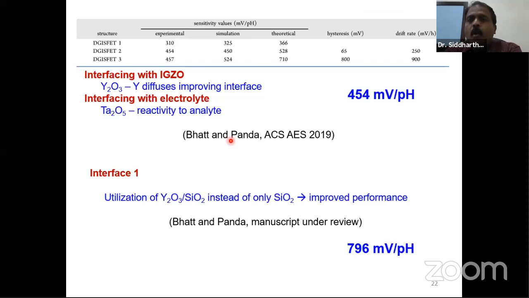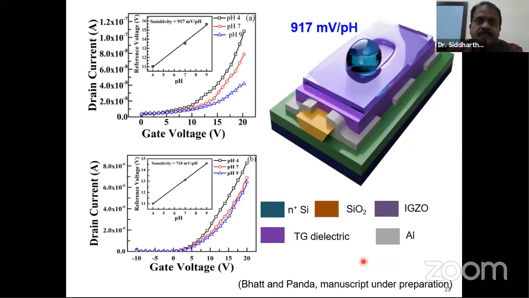Then we looked at the bottom gate. At the bottom gate, again, instead of using only silicon dioxide, we use an yttria silicon dioxide interface. And again, what we saw, this improved the performance. So from 450, we went up to about 800. So on the basis of this, slowly, we have gone about improving the sensitivity of this particular device.